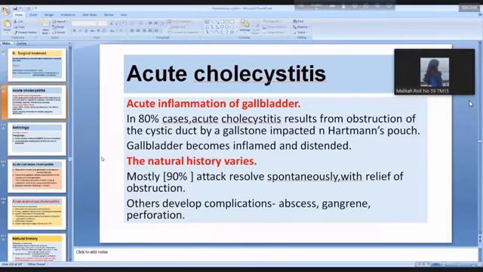of the right scapula, associated with... hello, can you hear me? Yes sir.